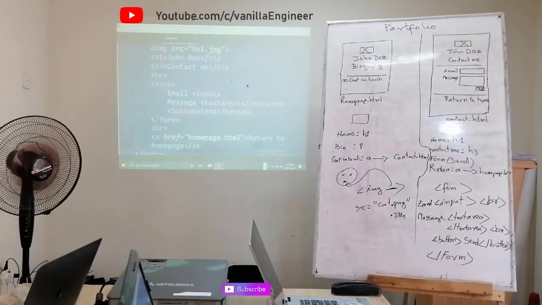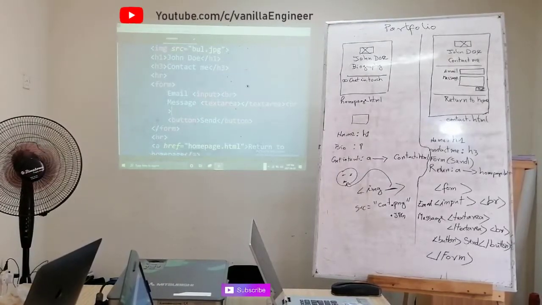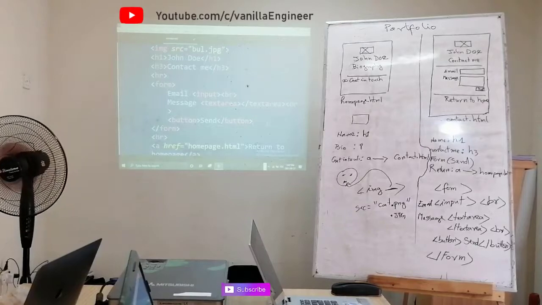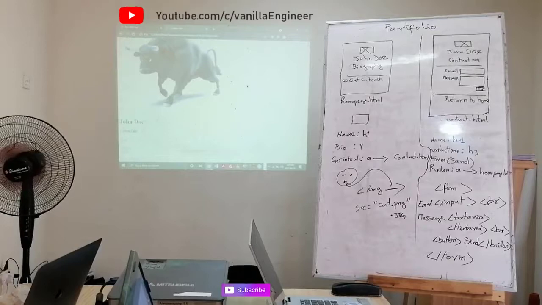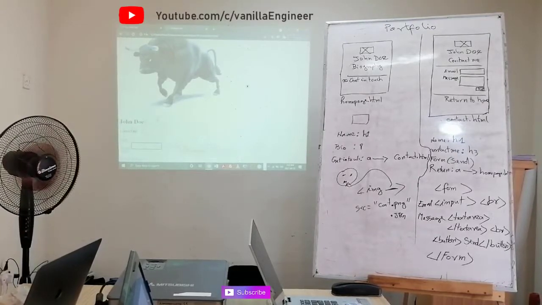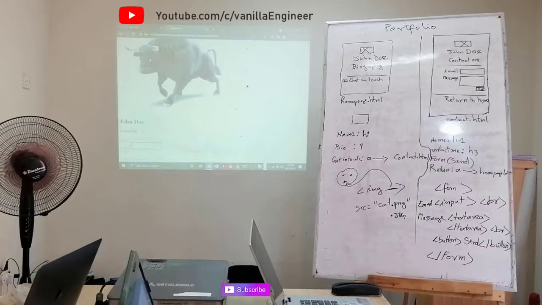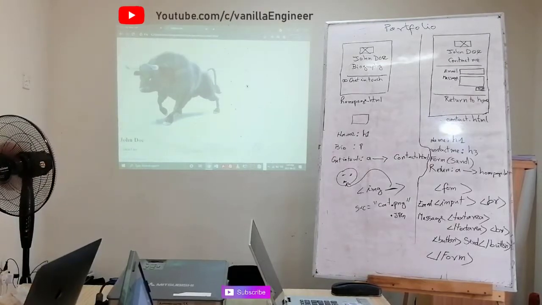So I forgot to add the BRs. So let me add the BRs. BR. And this BR2. Now they are showing on the side. So you can see. It's not that nice, but yes, we get a nice, somehow, some form. And the button is here, send.